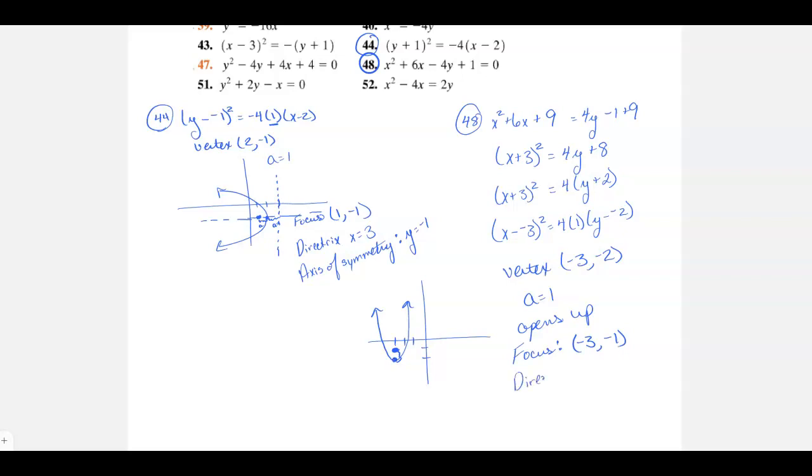The directrix is going to go the other way, so we're going to go down 1. So here's my directrix line. Notice it's horizontal, and down 1 from the vertex would put me at y equals -3. And then the axis of symmetry cuts this graph in half, and that's going to be at x equals -3.